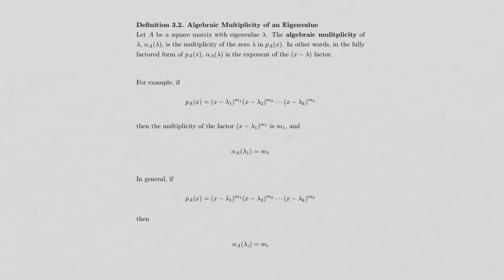In general, it's pretty easy. Once you get your characteristic polynomial in fully factored form, you just look at the exponents to get the algebraic multiplicities. So the algebraic multiplicity of lambda i is just mi. The algebraic multiplicity of lambda 1 is m1. The algebraic multiplicity of lambda 2 is m2. For lambda k, it's mk, etc.